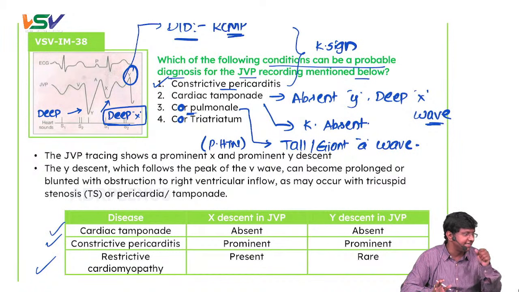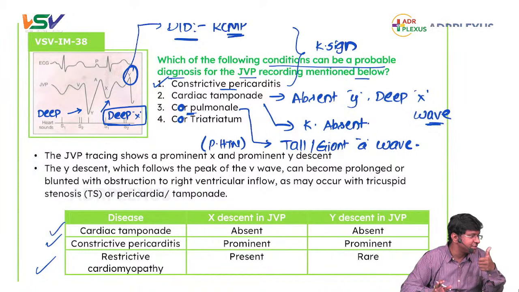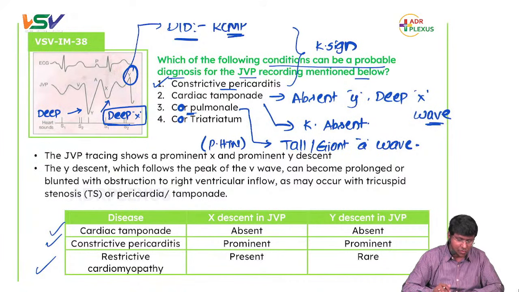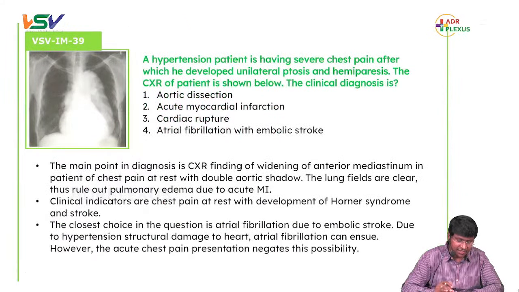Conditions where you have slow Y descent. Very good. Slow Y descent is in case of tricuspid stenosis. Tell me the conditions where you have early Y descent.